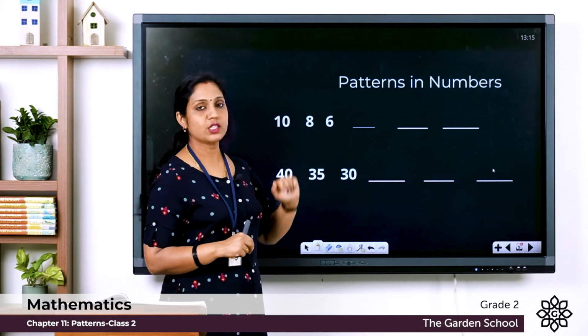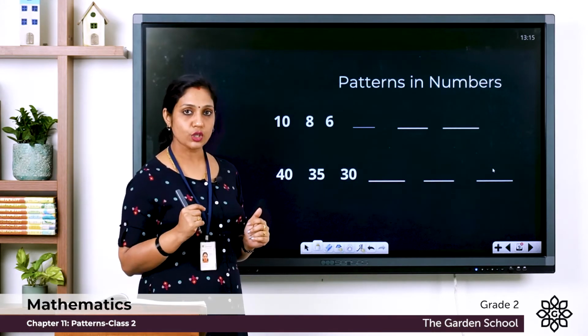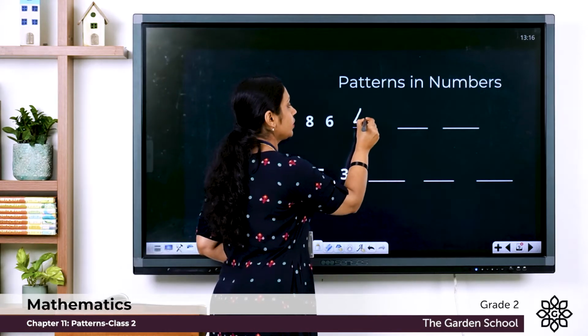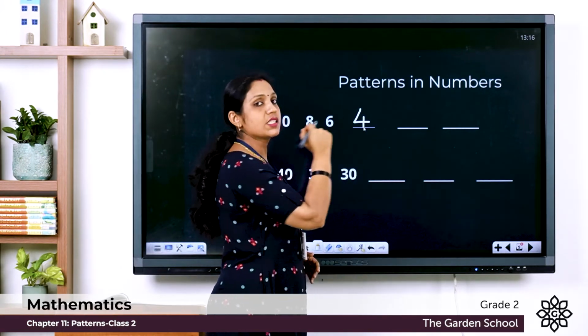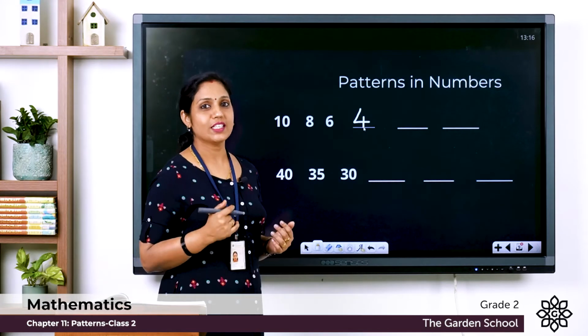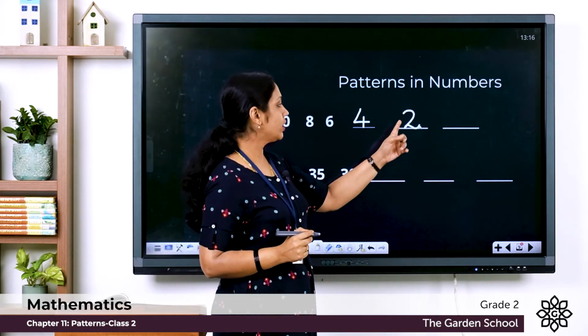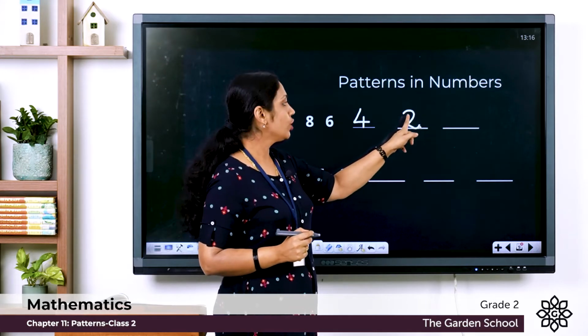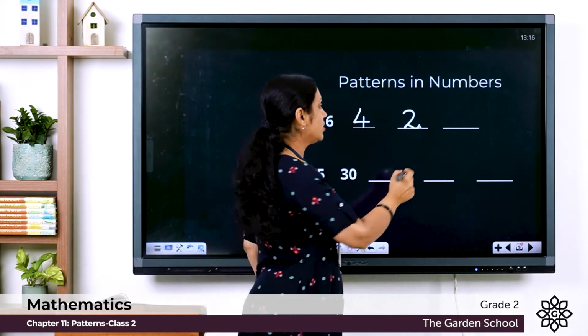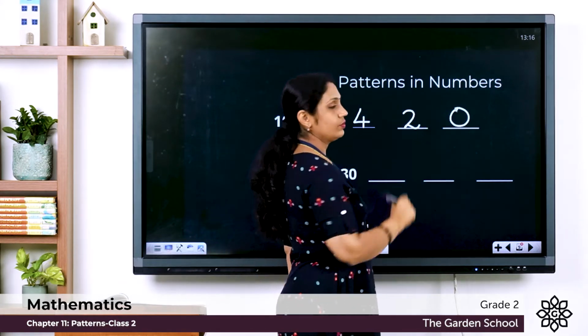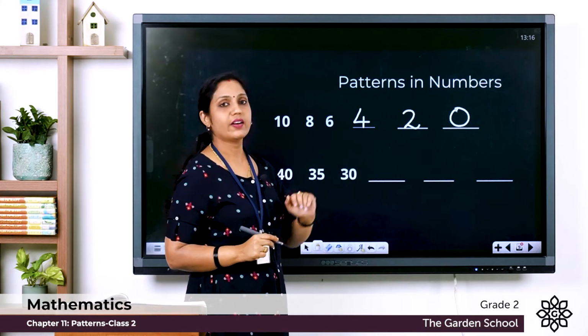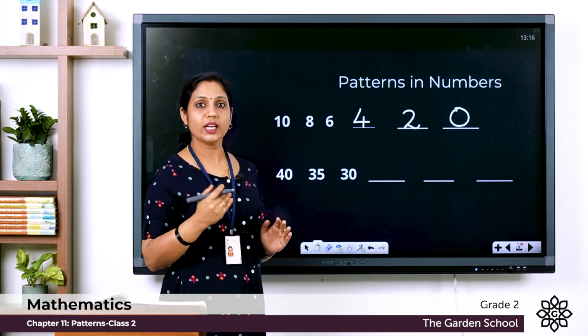So 6 minus 2. How much is 6 minus 2? 4. Now 4 minus 2. So 4 minus 2 is 2. So that we can write here. Now what we have to do with this 2, again we have to subtract 2. 2 minus 2 is 0. So here you can see that these numbers are arranged by subtracting the number 2.